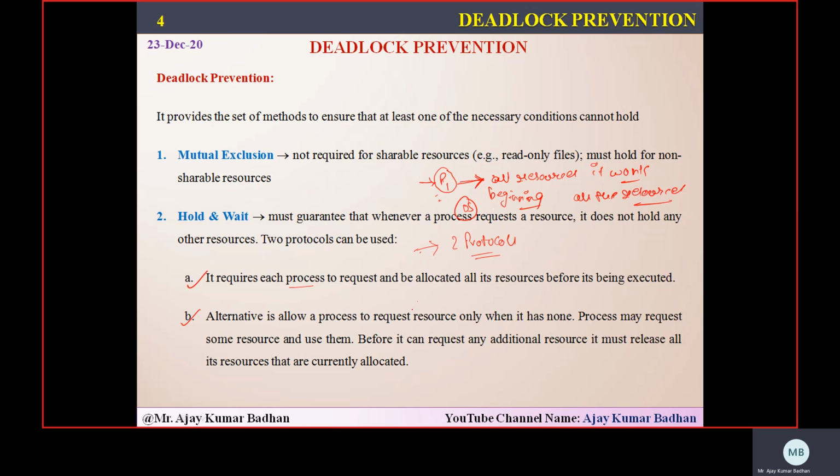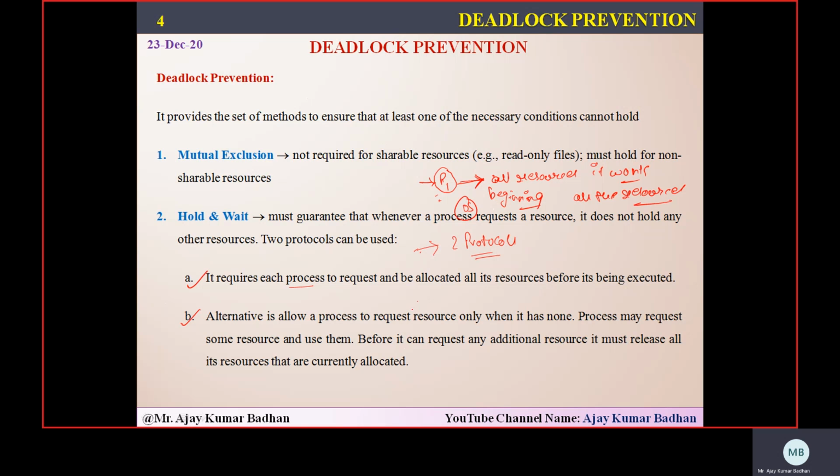The first protocol says that whenever the process is created, it will initially request all the resources it wants. It will give the list: I want these resources, and all those resources we are going to allocate to that process. The operating system will provide it, and then it will start performing the operation.